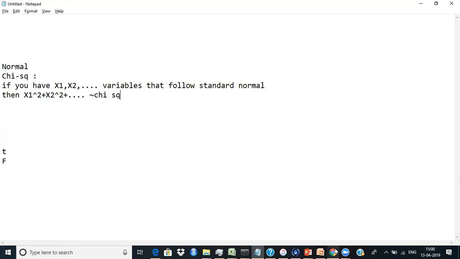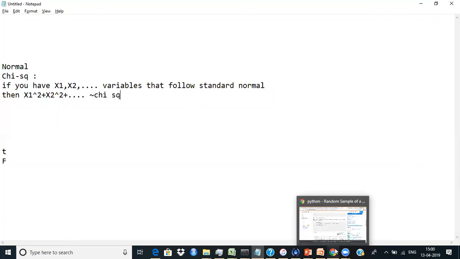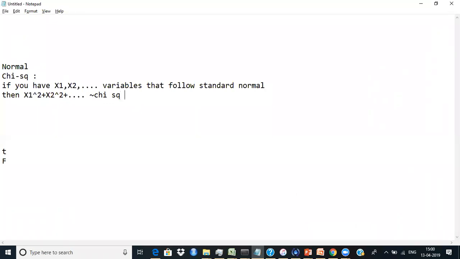The way a chi-square distribution looks, I'll take you through the shape. The shape is actually not defined. Now, chi-square distribution has only one parameter. That parameter is known as degrees of freedom. Okay. So if I have one variable x1 which follows standard normal, which is N(0,1), then x1 to the power 2 follows chi-square with degrees of freedom equal to 1.